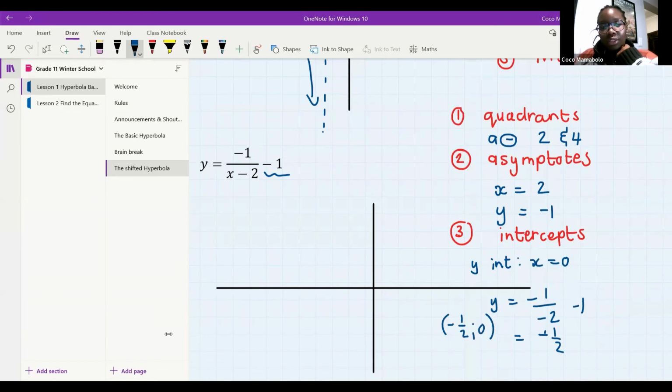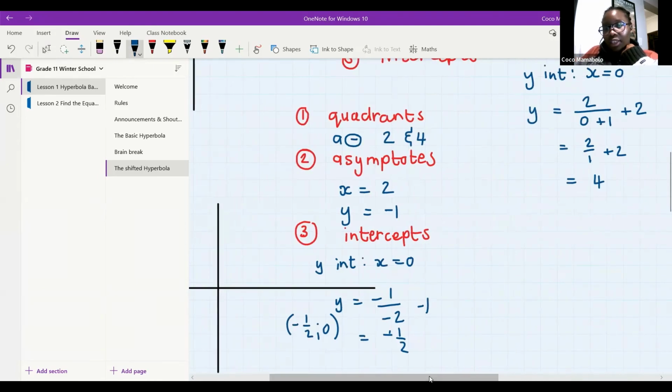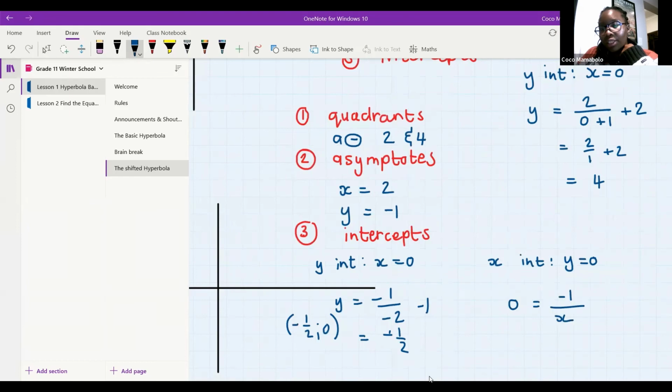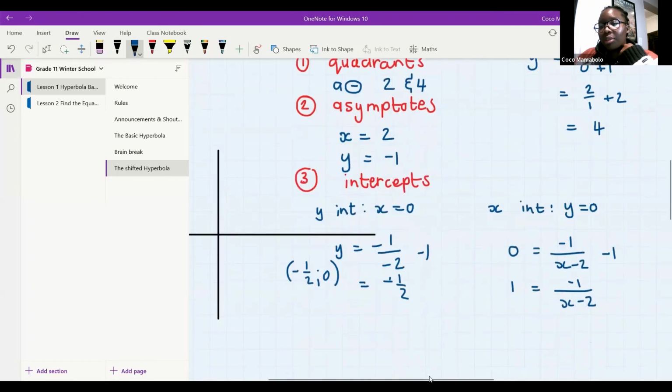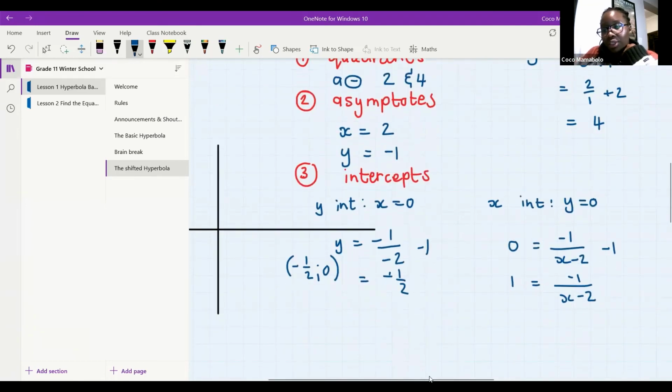And then we're going to calculate for the x-intercept. If we want to find the x-intercept, we're going to make y equal to 0. So we're going to get 0 is equal to -1 over x minus 2 minus 1. I'm going to take the -1 over. 1 is equal to -1 over x minus 2. Multiply both sides by x minus 2. That's just going to give me x minus 2 is equal to -1. I'm going to take the 2 over, therefore x is equal to 1.